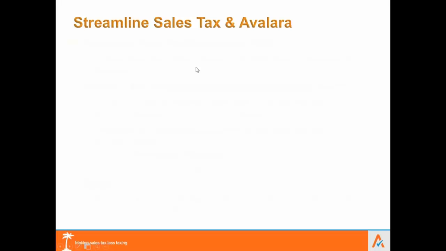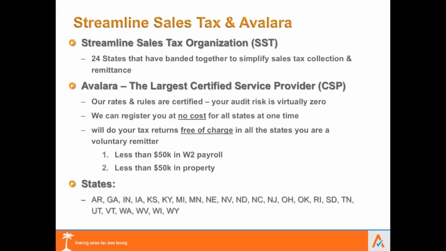So I had mentioned the streamlined sales tax in another slide. I want to come back to that because it's pretty important to a lot of our customers. The streamlined sales tax organization is 24 states that have banded together to simplify sales tax collection. The whole goal of the organization is to make it easier and less costly on businesses, but more will be compliant, and the states will get more tax. And from a business standpoint, you'll be at a lower level of risk.